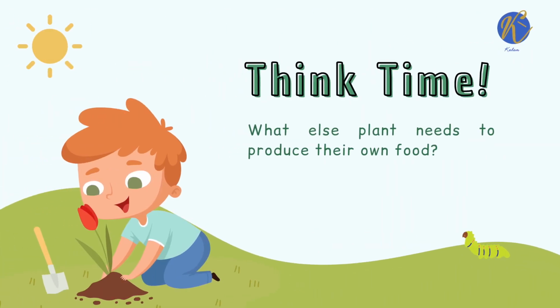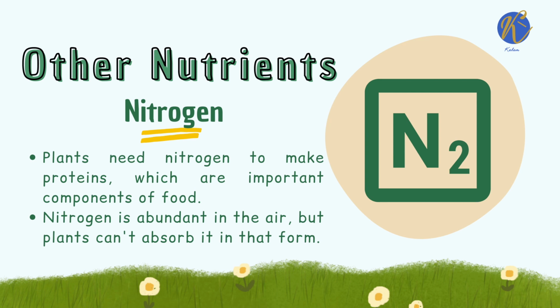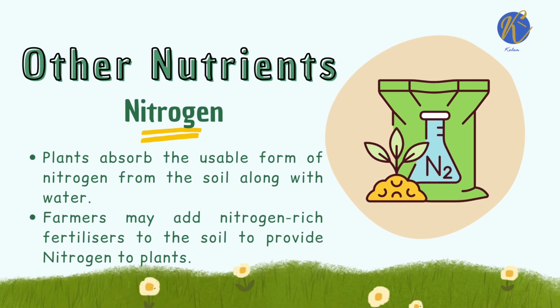Have you ever thought, what else do plants need to produce their own food? Let's check out. Plants need nitrogen to make proteins, which are important components of food. Nitrogen is abundant in the air, but plants can't absorb it in that form. Plants absorb the usable form of nitrogen from the soil, along with water. Farmers may add nitrogen-rich fertilizers to the soil to provide much-needed nitrogen to plants.